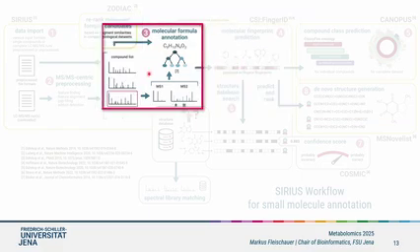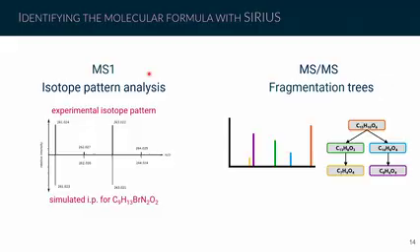So let's focus on how we get the molecular formulas in SIRIUS. We use two kinds of information for that. One is the isotope pattern from the MS1. I will just shortly explain that. The idea is basically that for any molecular formula given, I will talk about that later, we can simulate a theoretical isotope pattern and can compare it against the measured one. And this comparison gives us a score, and based on the score, we can rank molecular formula candidates to see how well they fit the measured isotope pattern.